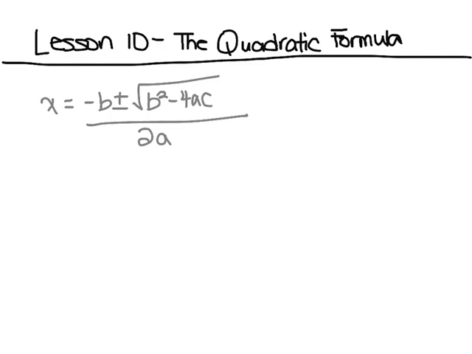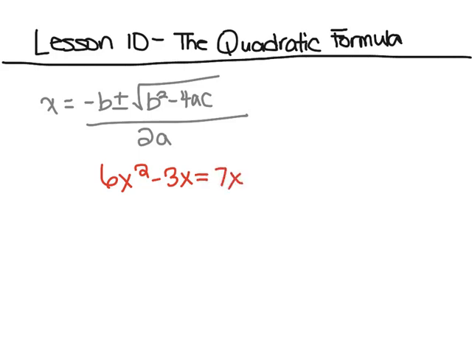You can also use it when you can factor. You can always use it. You just need to know the quadratic equation in standard form. So for example 1, we have 6x squared minus 3x equals 7x.